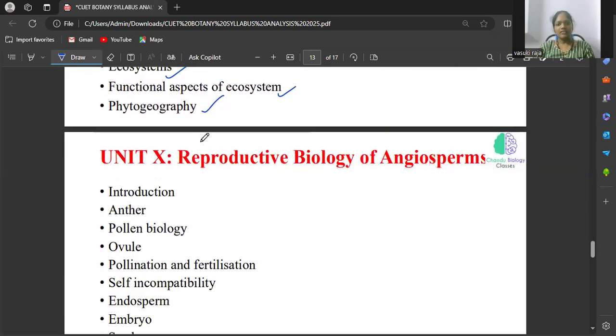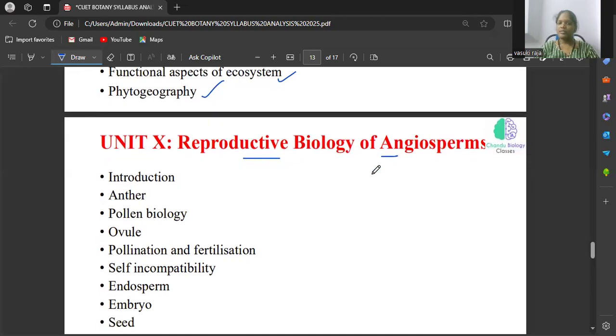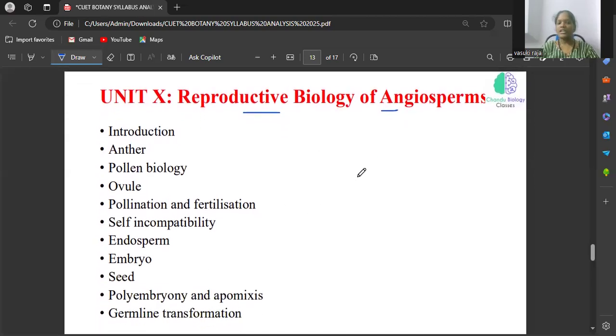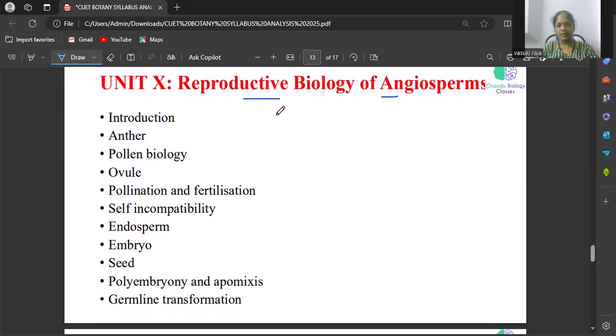Okay, in unit 10, we are going to study the reproductive biology of angiosperms. It is very interesting to read about this topic, because before that we have to study the introduction: what are angiosperms, and what are the basic features present in angiosperms, like flowering plants? What is an anther? When it comes to angiosperms, we have to study the male reproductive part of the plant and the female reproductive part of the plant.